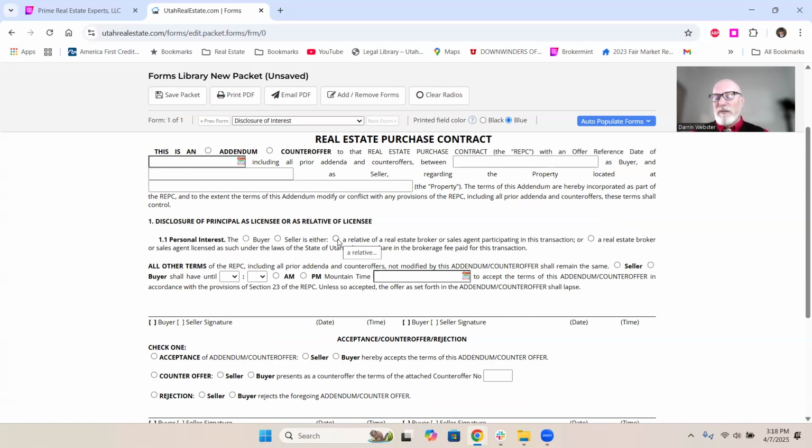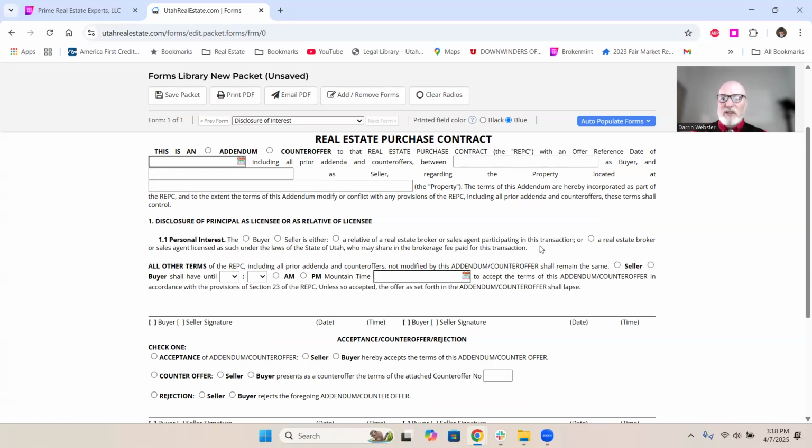Again, the legal definition is relative of the first degree: parent, stepparent, sibling, stepsibling. But for your own protection, we recommend that if it's aunts and uncles, grandma, grandpa, cousins, go ahead. You can provide this. I provided it for representing a nephew. Now, how often does it get used? I just completed the sale of my personal home.